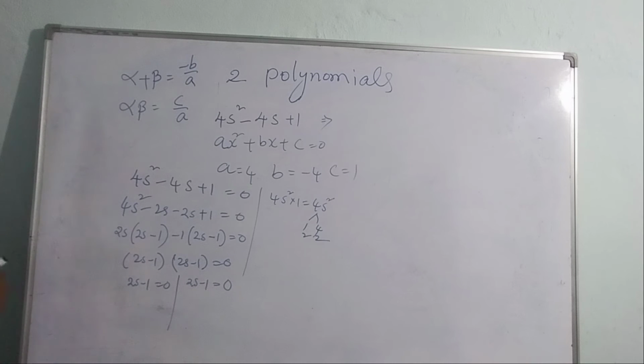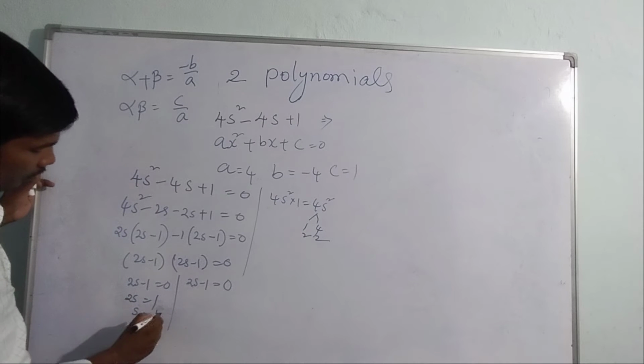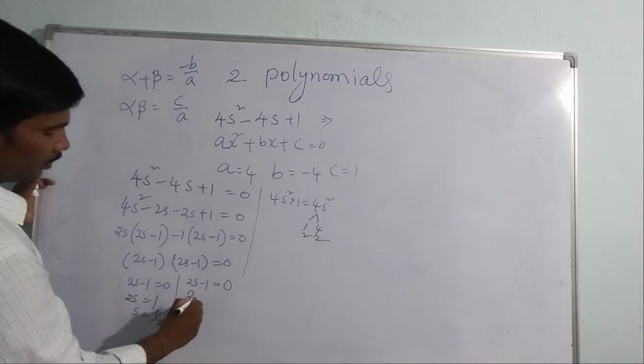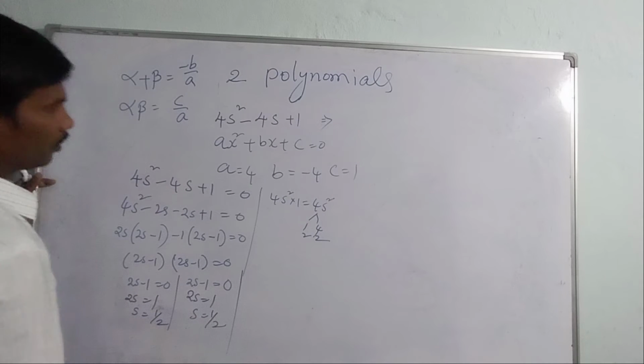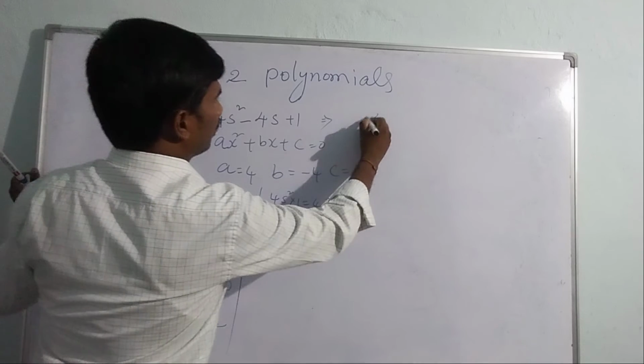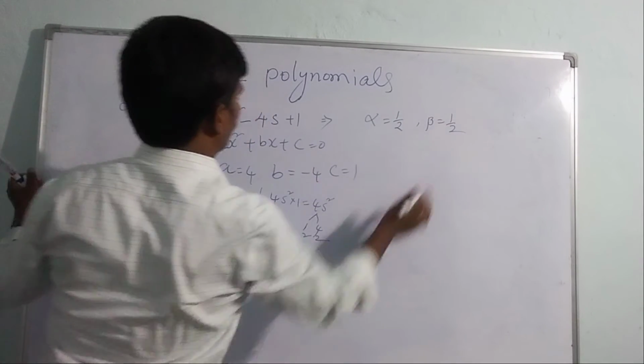So 2s minus 1 and 2s minus 1. Here 2s is equal to 1, s is equal to 1 by 2. Same here also, 2s is equal to 1, s is equal to 1 by 2. Now alpha and beta values came. Alpha is equal to 1 by 2, and at the same time beta is also equal to 1 by 2.